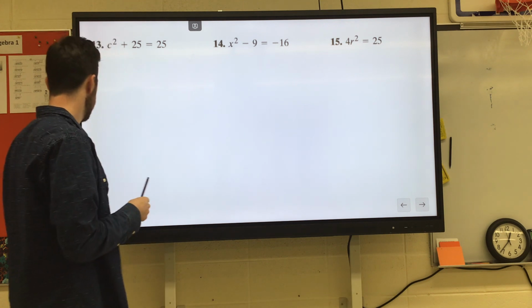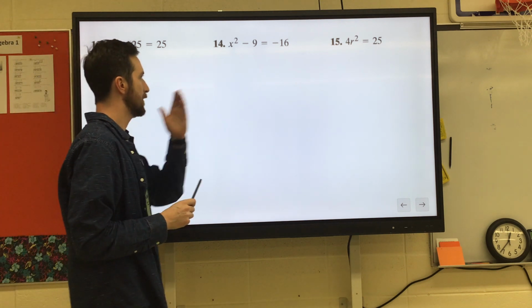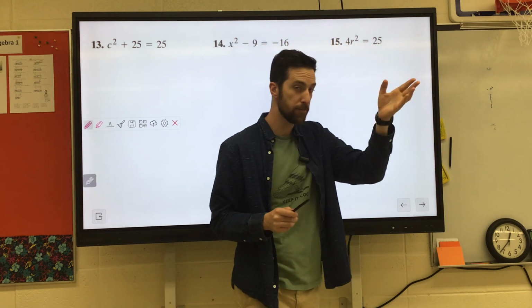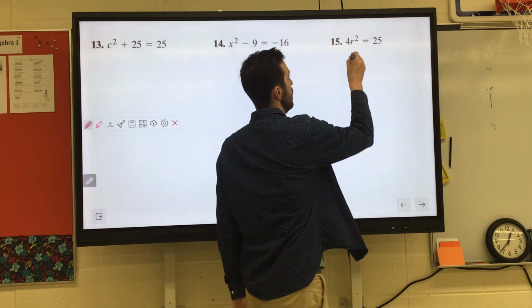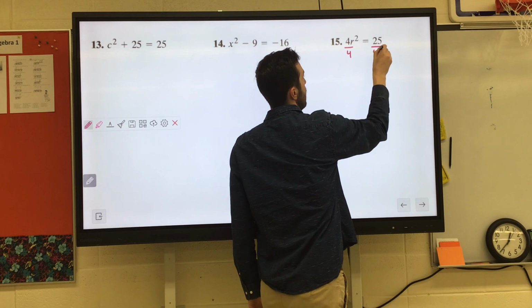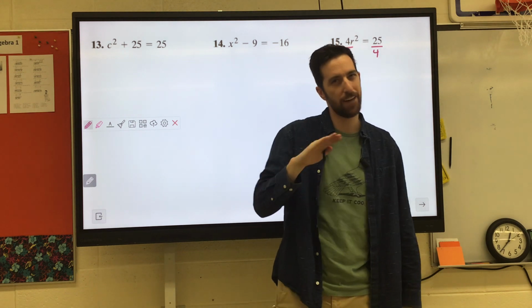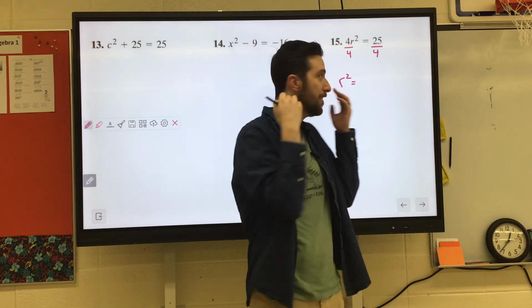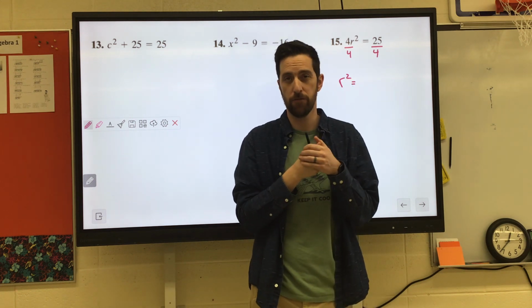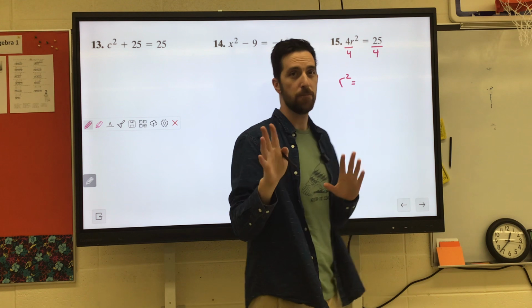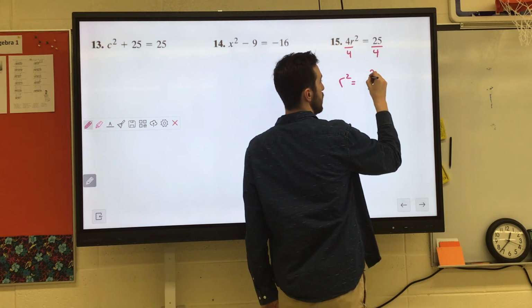I want to do number 15. So I see this 4 in front that I have to get rid of. I'm going to divide it by 4. Now you could do decimals here, but I would actually have you not do decimals. We're going to leave it as a fraction, 25 over 4. If you could simplify it, great, but we can't. So we're going to leave it 25 over 4.